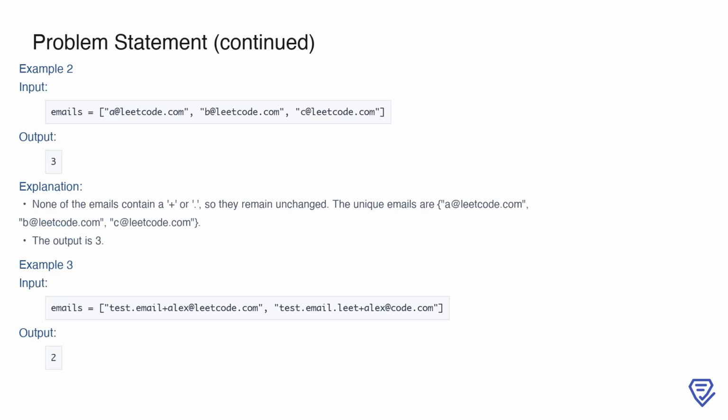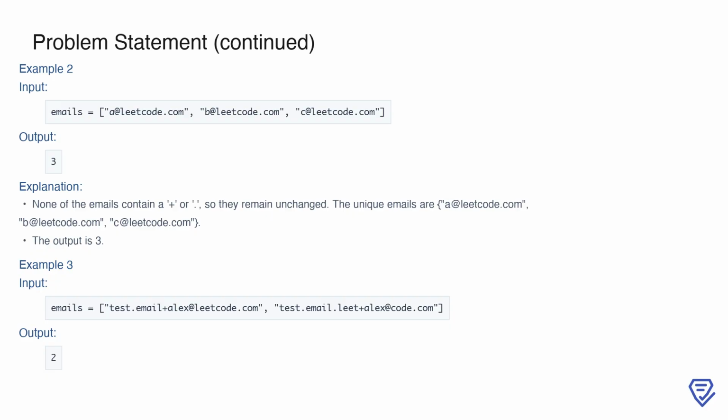In another example, let's consider the input emails a@leetcode.com, b@leetcode.com, and c@leetcode.com. Here, none of the local names contain a dot or plus, so no changes are made during normalization. The unique emails remain as a@leetcode.com, b@leetcode.com, and c@leetcode.com. Since all three addresses are distinct, the output is 3.